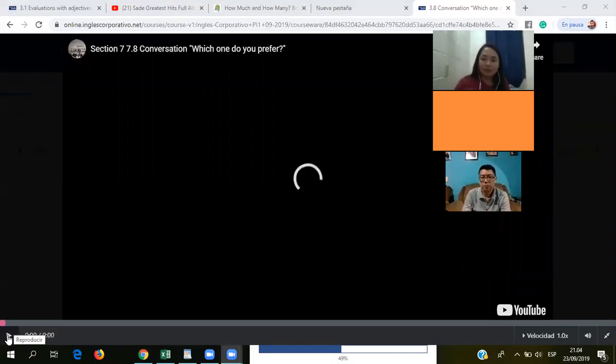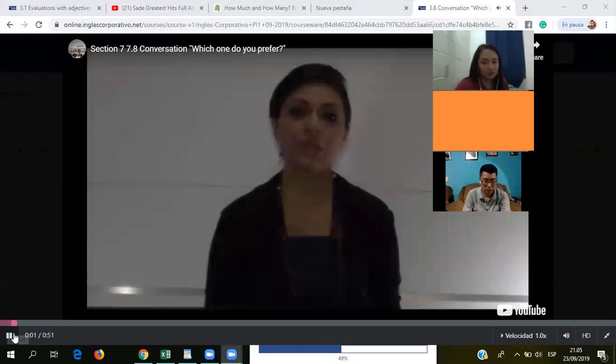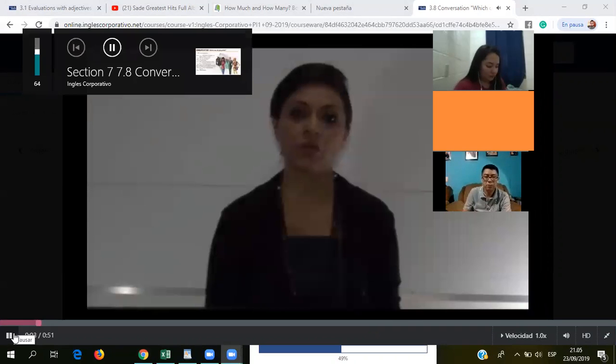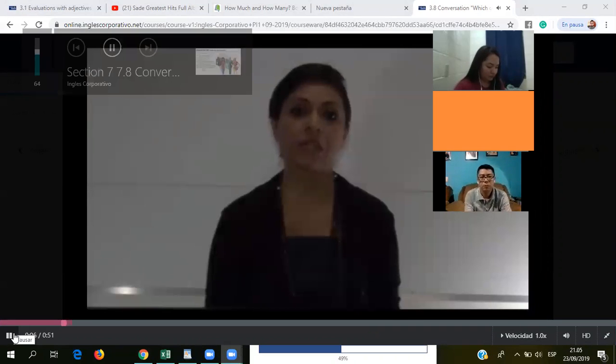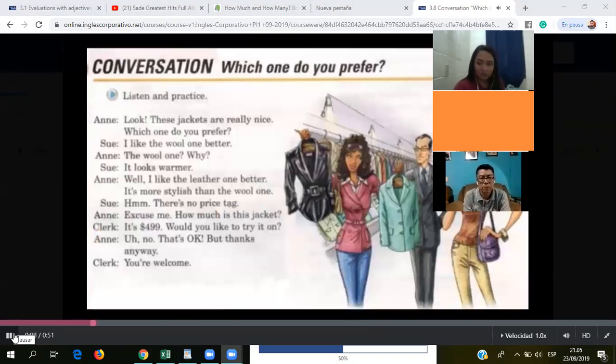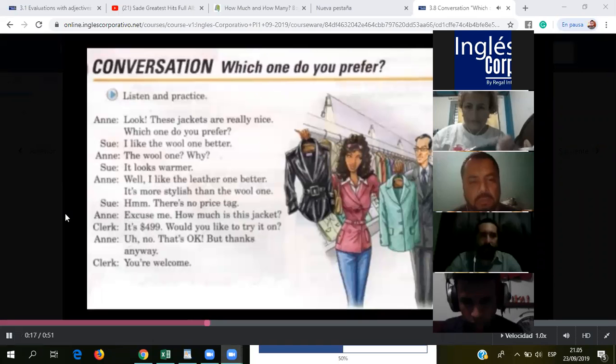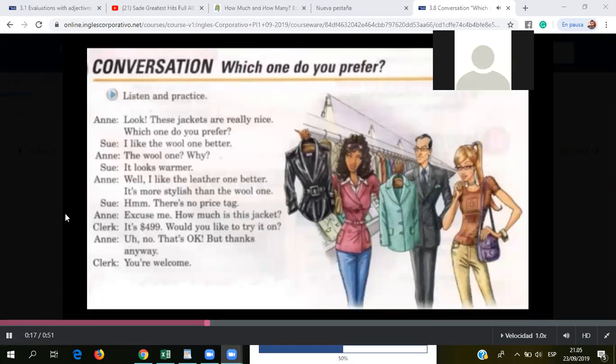In this lesson, participants will listen to a conversation and will be introduced to comparison with adjectives by expressing preferences. Which one do you prefer? Look, these jackets are really nice. Which one do you prefer? I like the wool one better. The wool one? Why? It looks warmer.